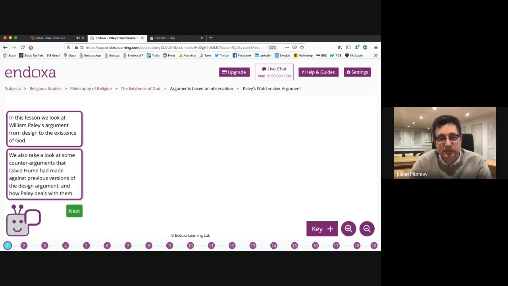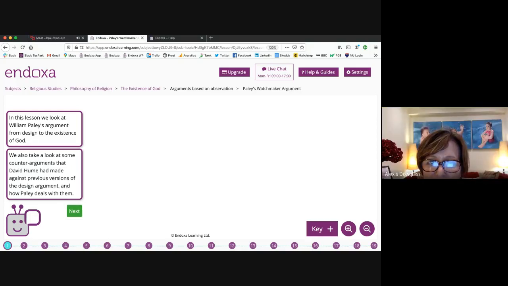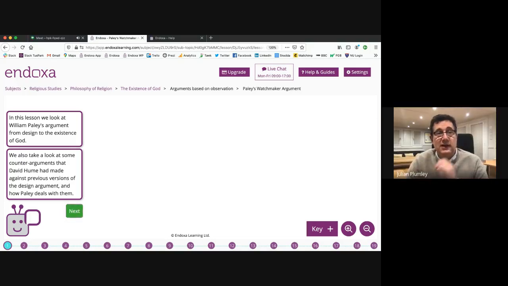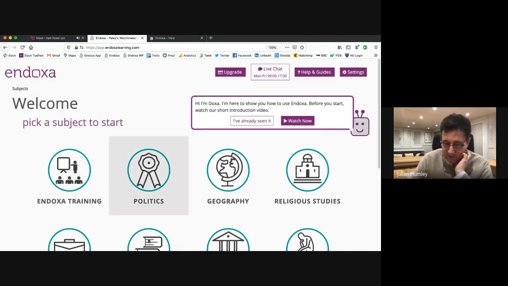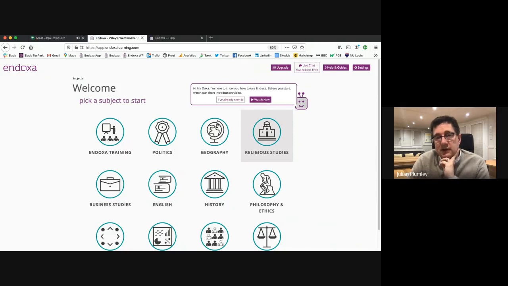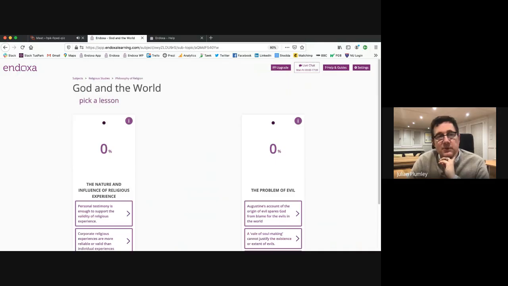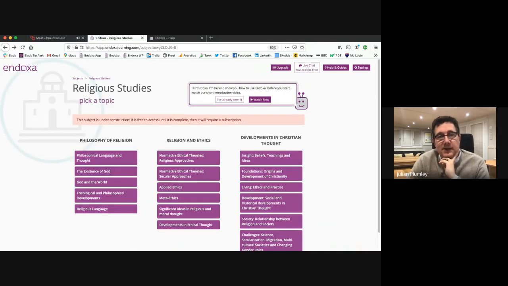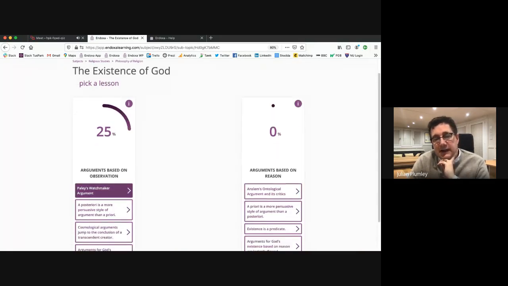Excellent. Where do you think students should go next at the end of this? What they should do next is log in and look through the argument for themselves. Let's make the screen smaller again. When they log in, they'll go into this screen here, and as we showed at the beginning, they can find this lesson. This one is religious studies, God in the world, existence of God, and then click here and the lesson will start.